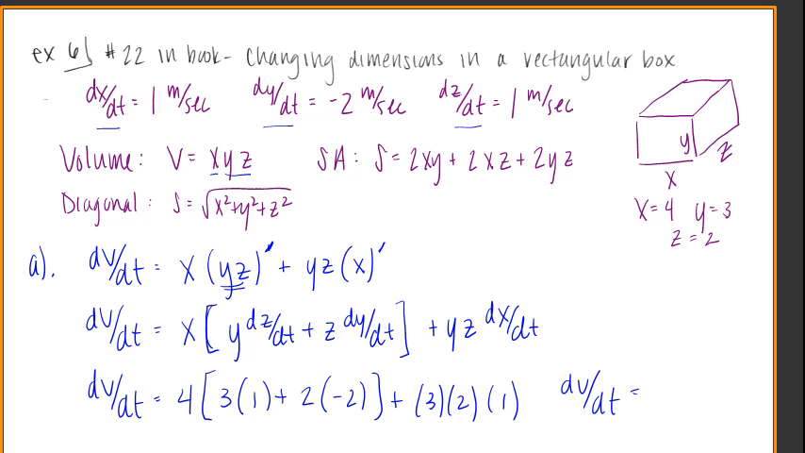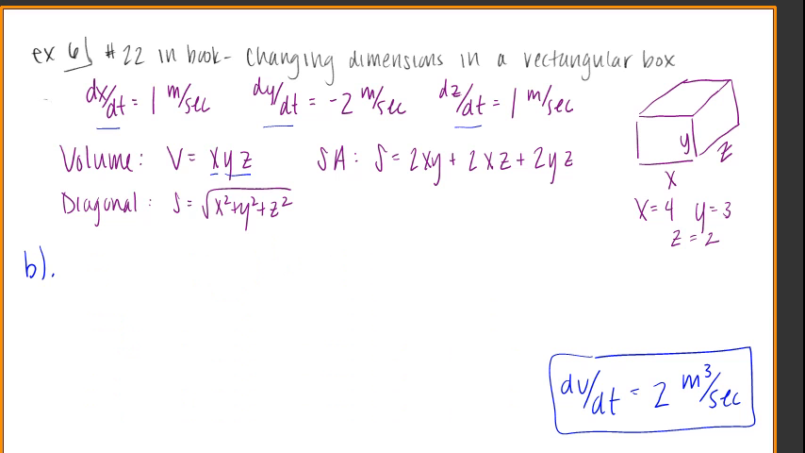It looks like 2, and then dimensions here, since volume, it would be meters times meters times meters, so it would be meters cubed per second. Okay, so there's the answer for part A. What I'm going to do is erase the part I just did for part A, leave all the other information up there, and let's go into part B.